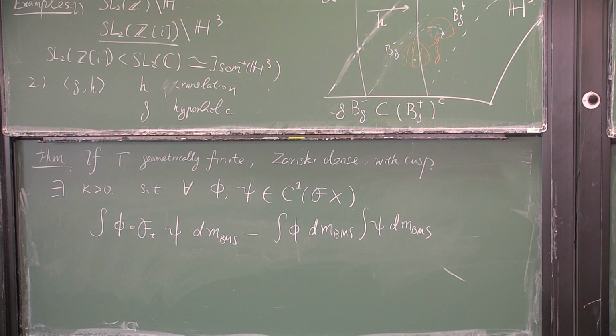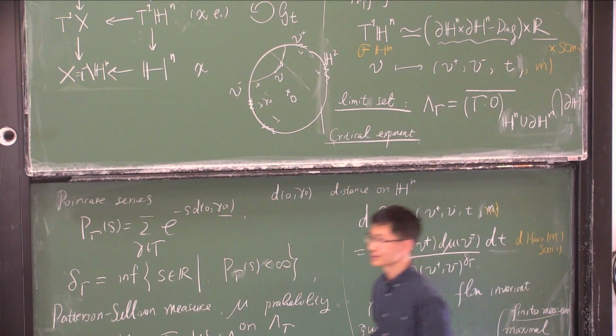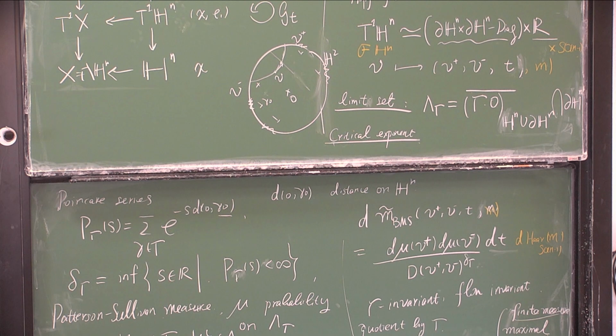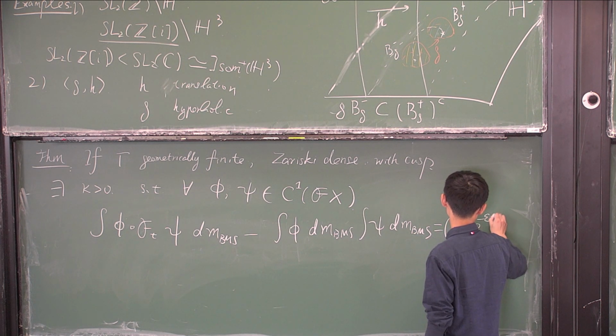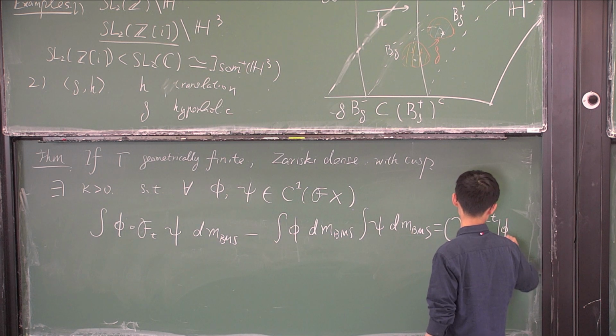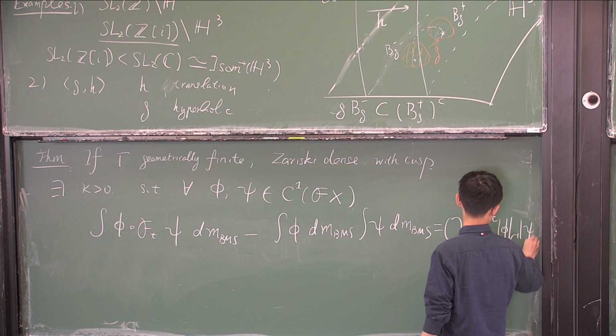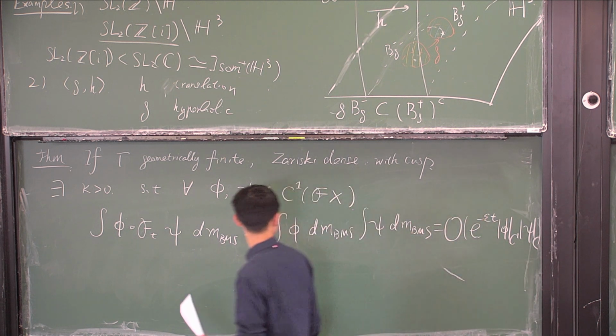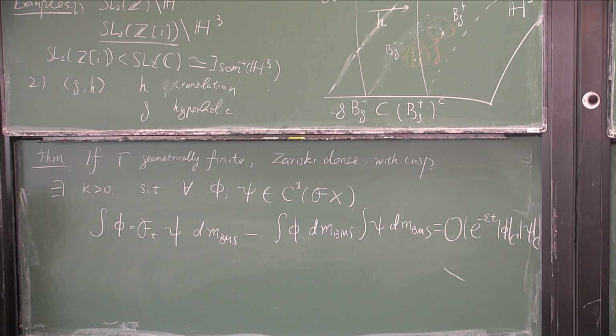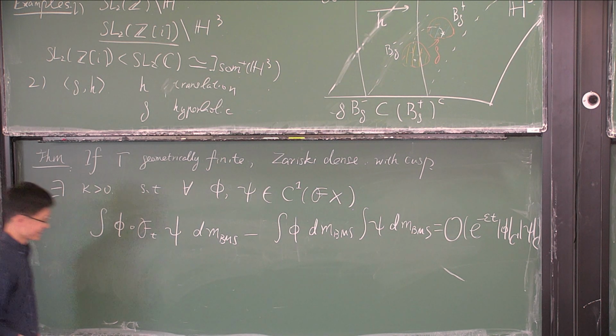Here, at the beginning, it's only a finite measure, but we can renormalize it to be a probability measure. The difference is equal to some O of exponential minus epsilon t, times the C1 norm of psi and the C1 norm of phi. Is epsilon the same as kappa? Oh, it's kappa. Yes, thank you.